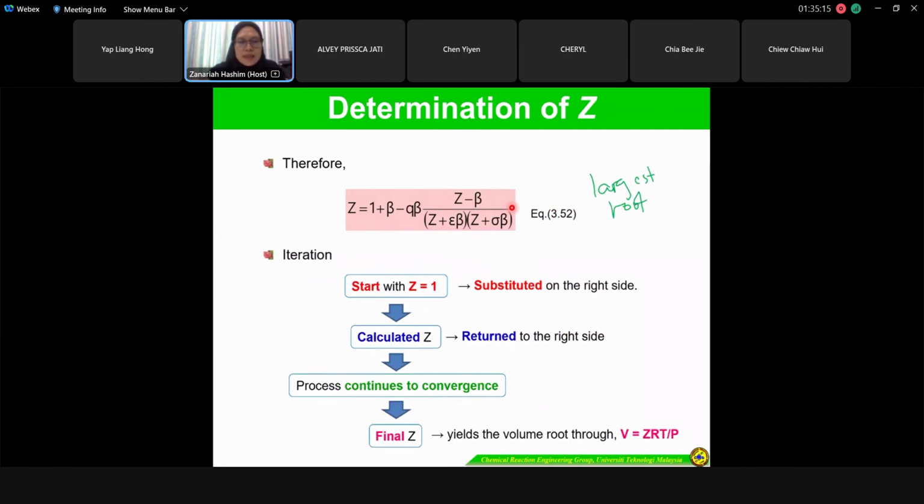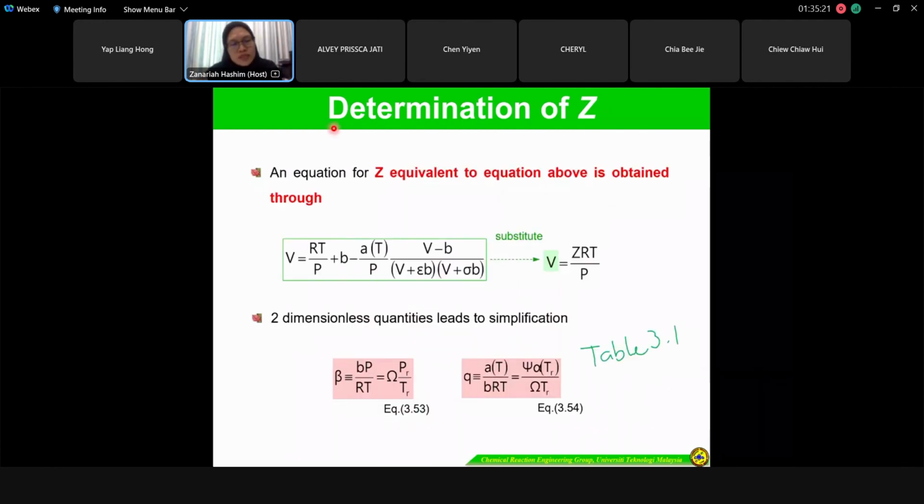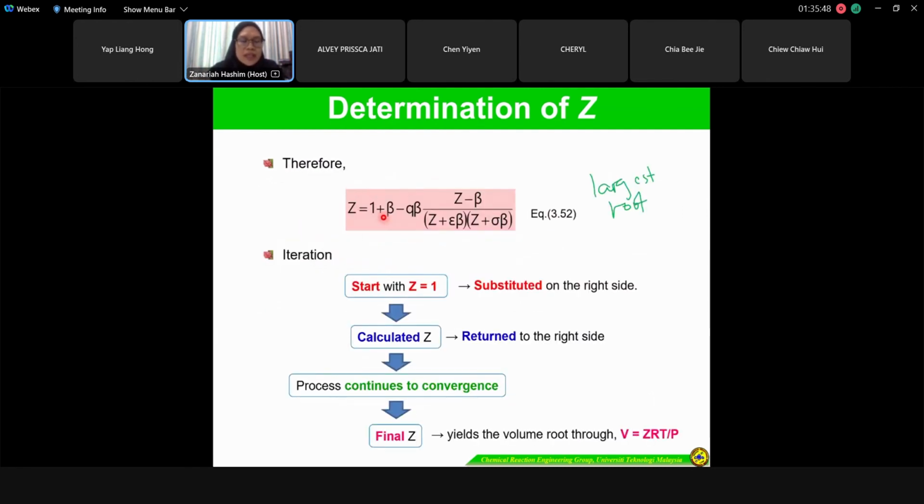Alright, so just now, of course we can have this equation for V, but sometimes, to make things simpler, researchers want to make life easier, so sometimes we change the equation a bit so that we can get the parameters that we can get from the experiment, for example. So in this case we change the equation from V equals to Z equals. After rearrangement you can get this equation: Z equals 1 plus beta plus Q beta, times this. This is equation 3.52.